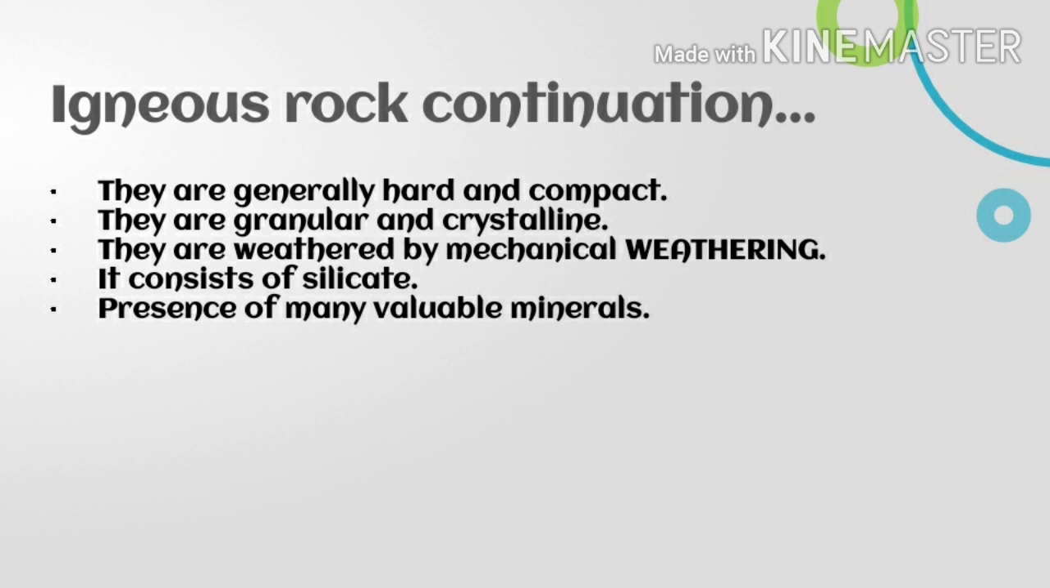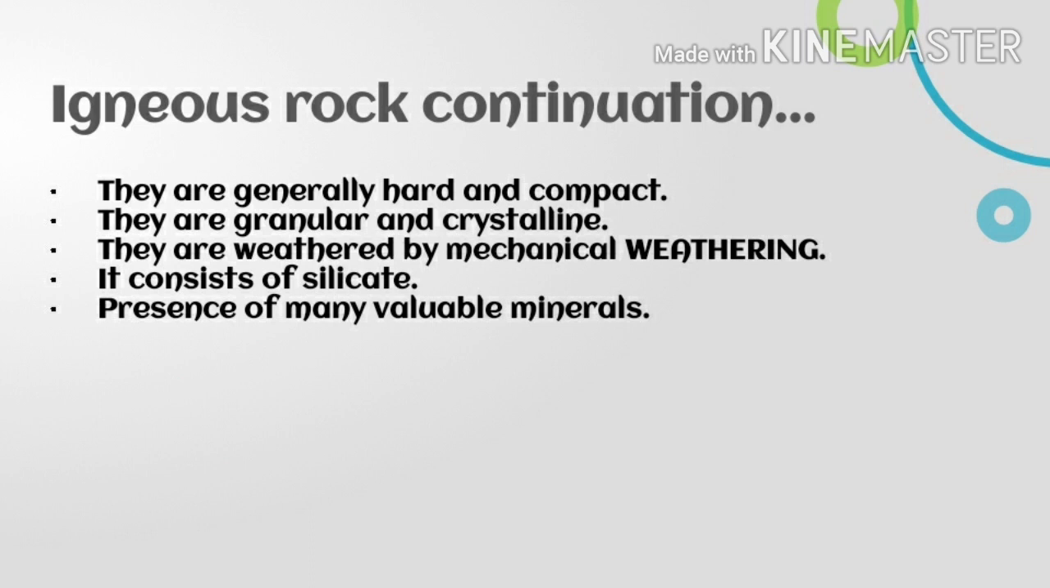The next one is, they are granular and crystalline. They are basically formed due to the solidification of the molten rock material. That's why it is crystalline and granular. But the size of the crystals and granules varies to a great extent depending on where the solidification has taken place. Then the next one is, they are weathered by mechanical weathering.